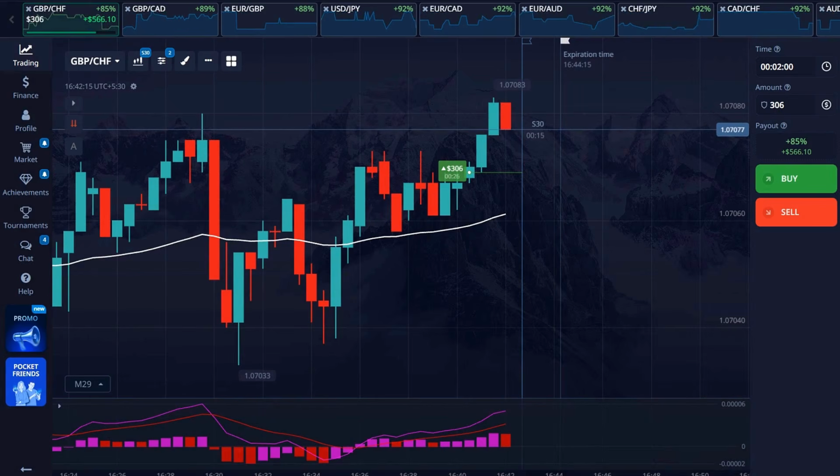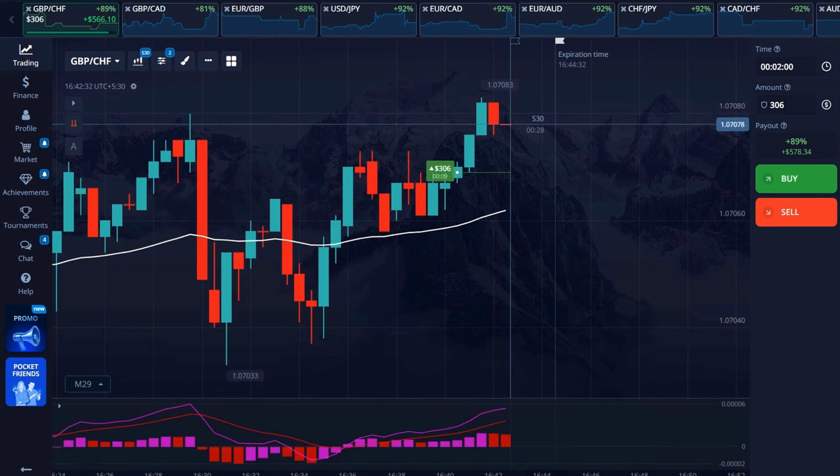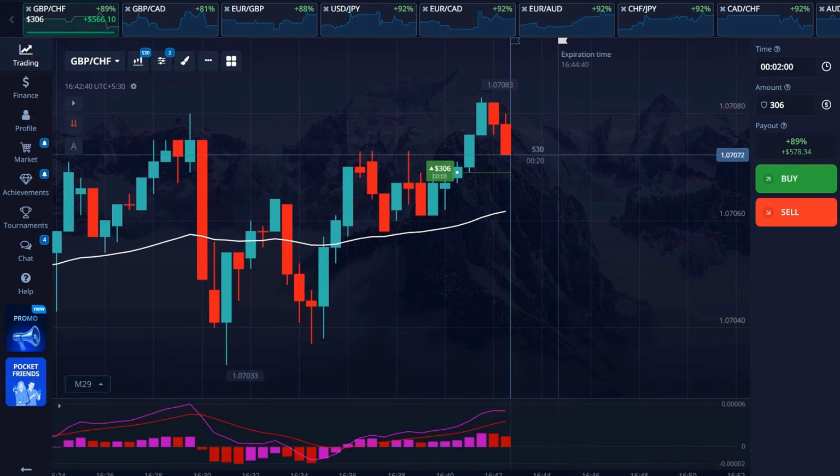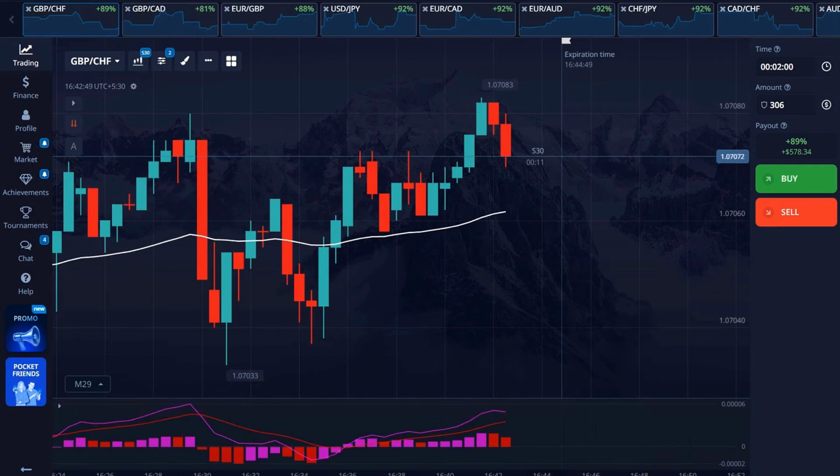For sell trades, it's the opposite. If the price is below EMA-50, the MACD crosses down, and the histogram turns red below zero, that's your cue to enter a sell trade after candle close. Avoid sideways or flat MACD. That usually means no momentum. You only want to trade when the market actually moves with power.